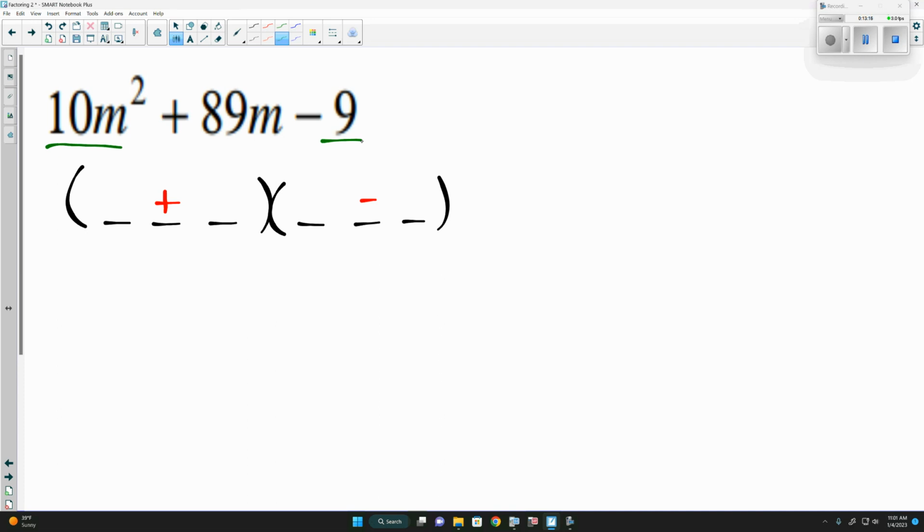Factors of the first and third term. Well, we'll definitely have m and m, the only way we can get m squared. Now the factors of 10 are 1 and 10, or 2 and 5. We also have the factors of 9, which are 1 and 9, or 3 and 3.